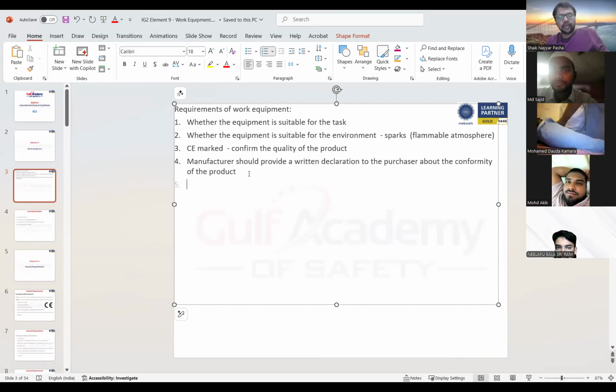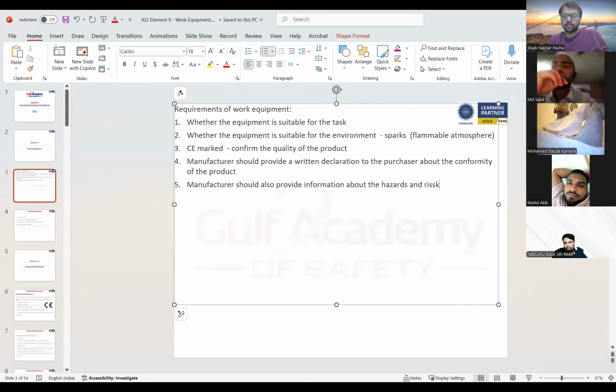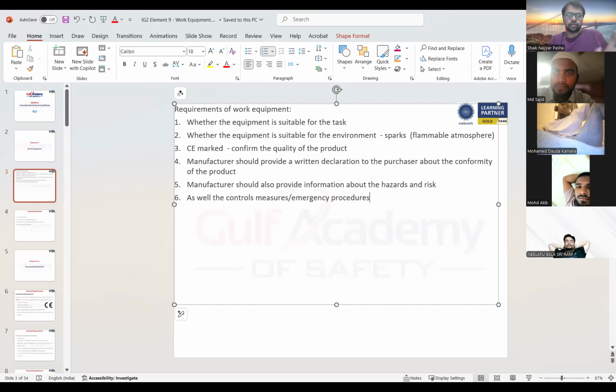And also the manufacturer should also provide information about the hazards and risks associated with the equipment as well as the basic control measures that are required, emergency procedures, or how to operate it. This information should also be provided by the manufacturer. Am I clear?